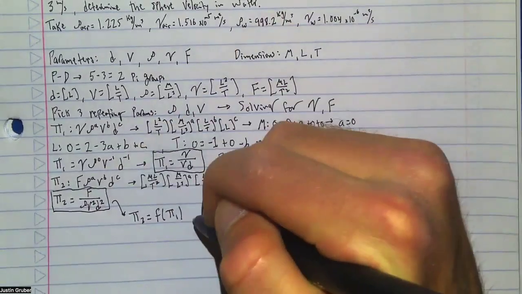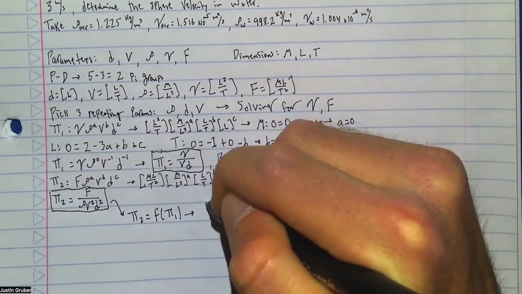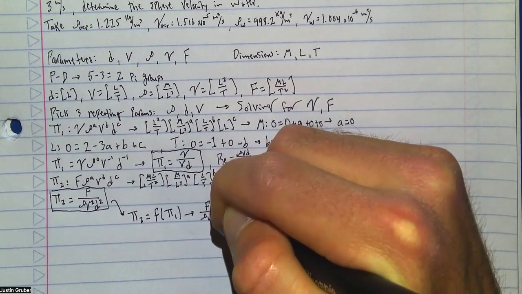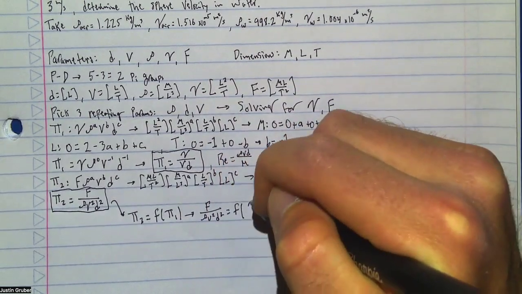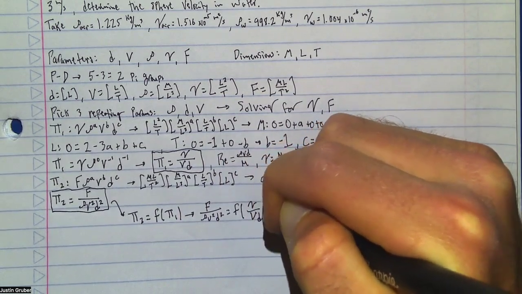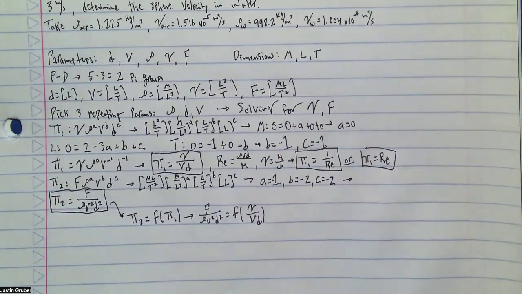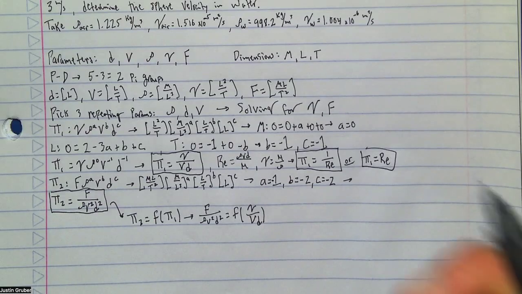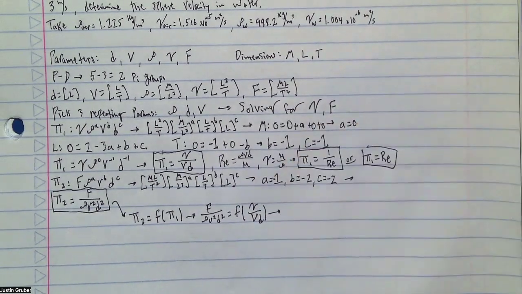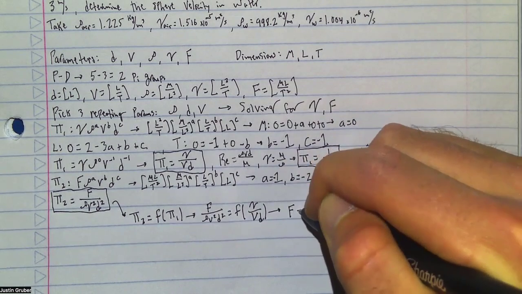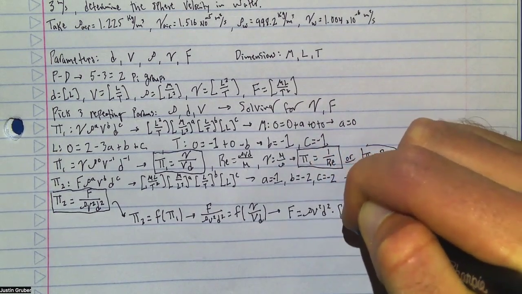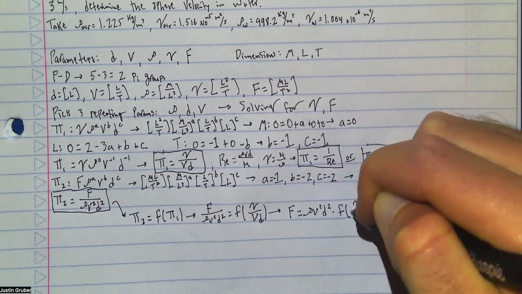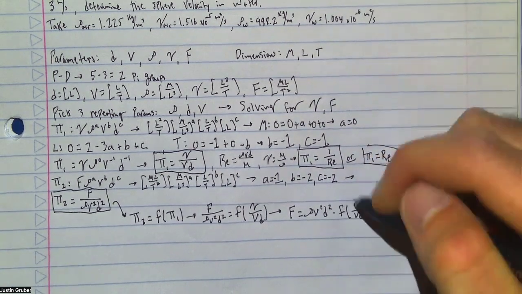So it's cool. I can say F over rho v squared d squared equals some function of nu over vd, or 1 over Reynolds number, or Reynolds number, whatever you want to call it. Cool. And so we can take this one step further and say F is rho v squared d squared times some function of nu over vd. If you feel so inclined, it doesn't really matter.